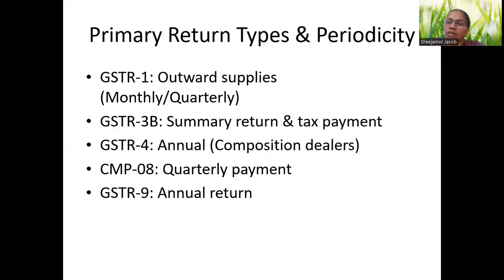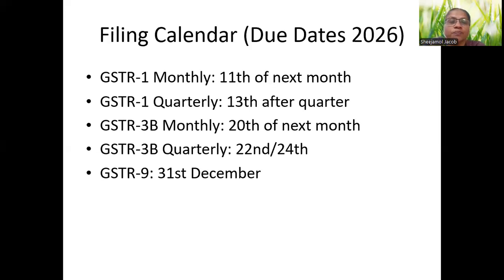GSTR-4 is the annual return of composition dealers. CMP-08 is for quarterly payment. Then GSTR-9 is the annual return for regular registered dealers.